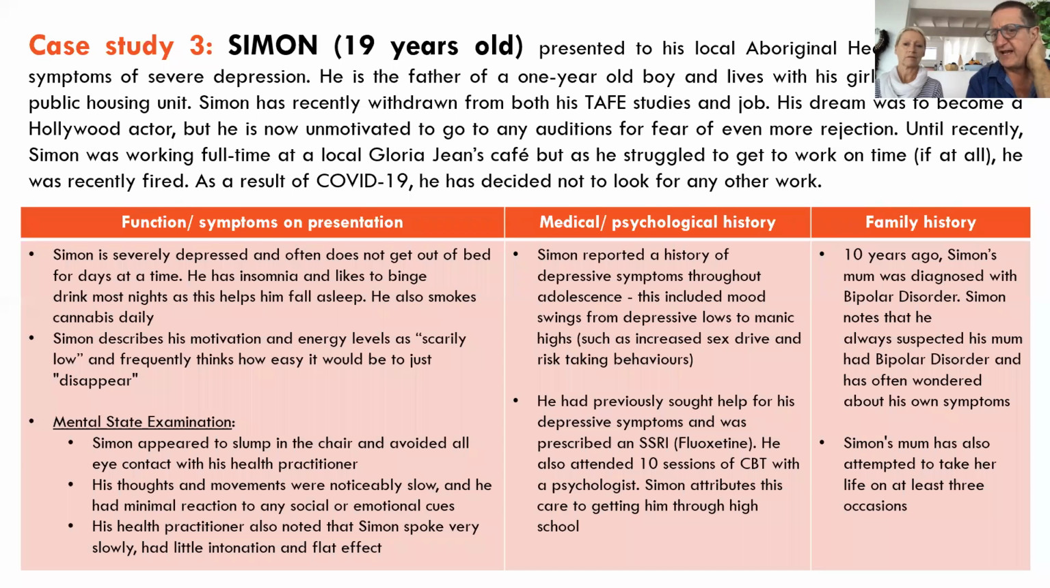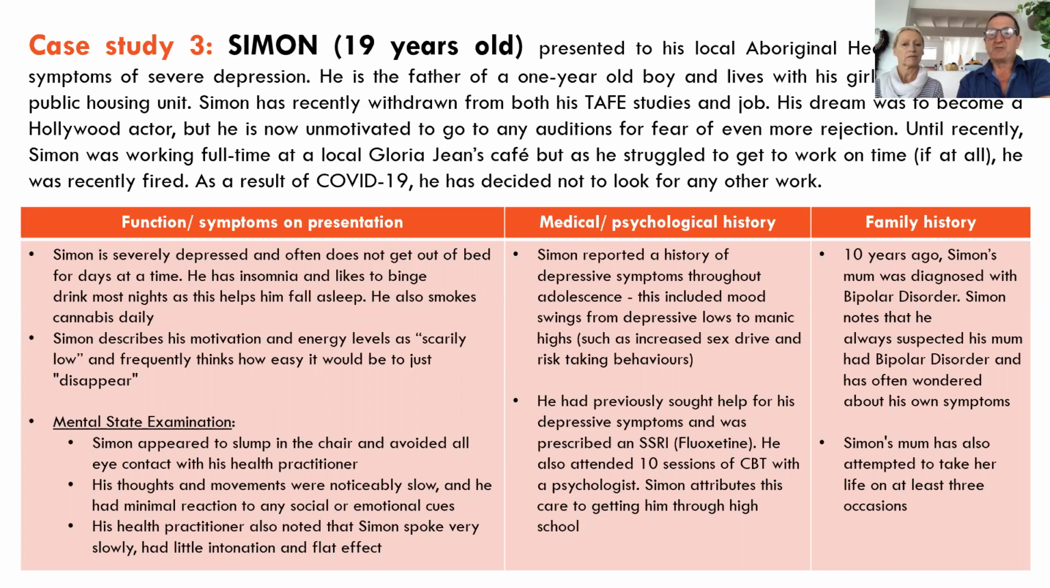Importantly, in terms of family history, Simon's mum was diagnosed with bipolar disorder, and it was always suspected that his mum probably had that disorder, and he often wondered about his own symptoms in that context. Often in a family where someone has a well-documented mood disorder, and you see the emergence of similar types of symptoms during adolescence, the question definitely arises as to whether this may actually be something that does run in the family. The person may be at increased risk.